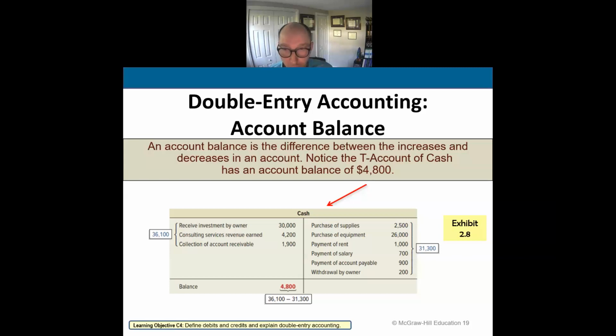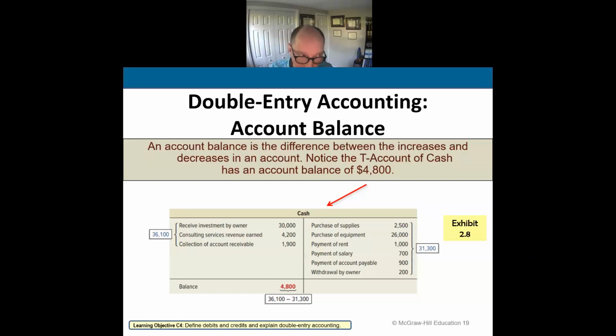Which leads me into another part of the conversation: there are what we call permanent accounts and temporary accounts. Permanent accounts simply means that the account will always exist. It will always have a balance, regardless of what happens. For example, that would be cash. All balance sheet accounts are what we call permanent accounts. They'll always be there. They'll always have a balance.